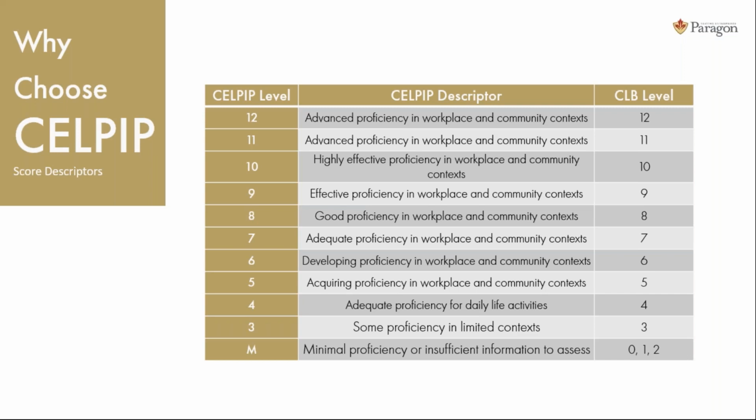You'll notice we go from 0 to 12. Okay, and a lot of people are looking for maybe a 9 or a 7, or maybe a 5. These seem to be popular targets for people. They are aligned with the CLB level here, you can see on the right. And the CLB is the Canadian Language Benchmarks.